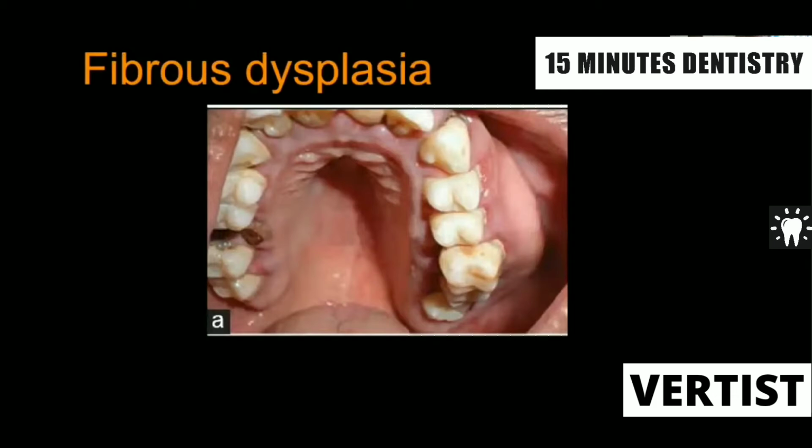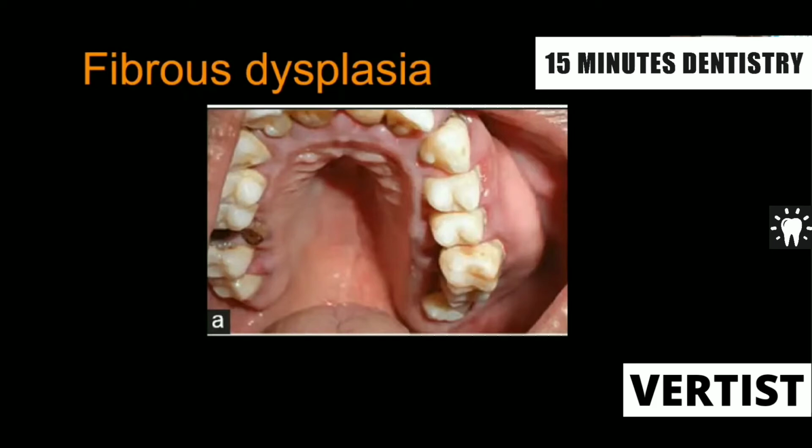It is more common in the females, it is more common in the maxilla, it is more common in the canine anterior region. Patient is totally asymptomatic, no pain is there. Sometimes if it happens at a younger age, it may cause obstruction to the eruption of the tooth. So for orthodontic purposes, you take the radiograph, and you will sometimes see the lesion. Otherwise, it won't be causing any pain or disfigurement to the patient.